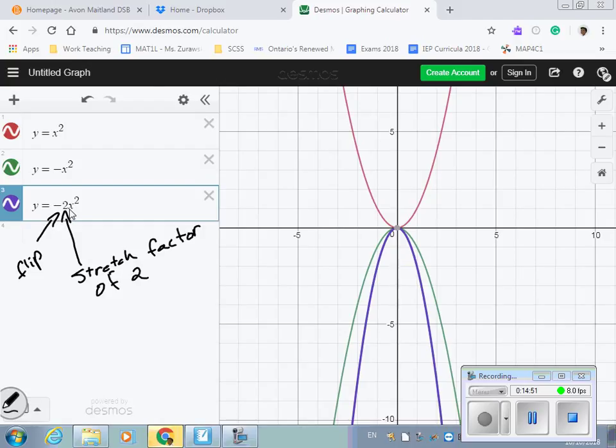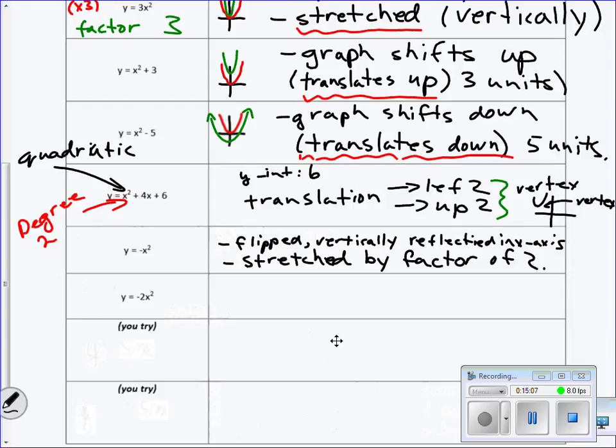So anytime you have a stretch, the number that's sitting in front of the x squared term is bigger than 1. That's all you need to know. And now, let's continue. So this one here, the -2 means it's flipped first. That's what the negative means. And then the 2 that's sitting in front also means it has a stretch factor of 2. And it's stretched vertically.